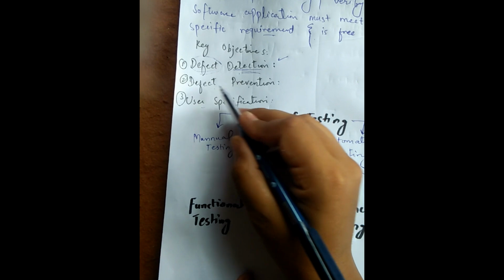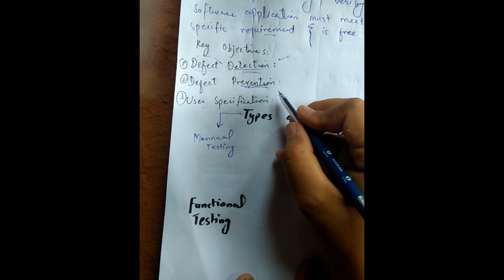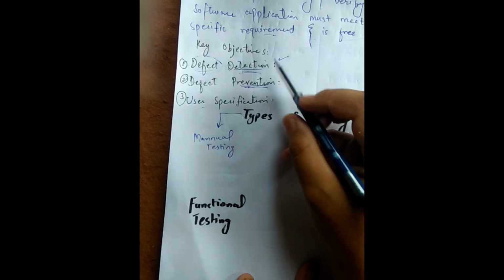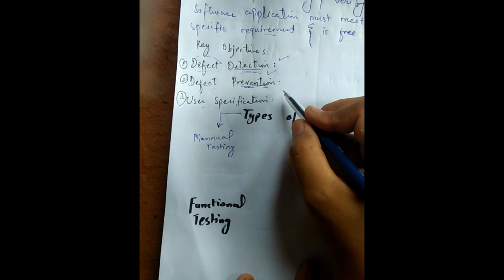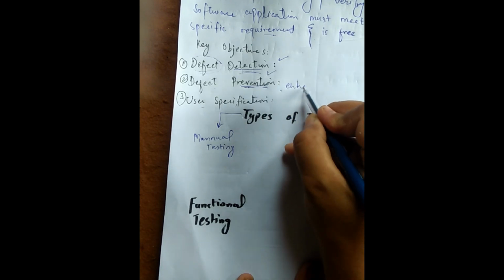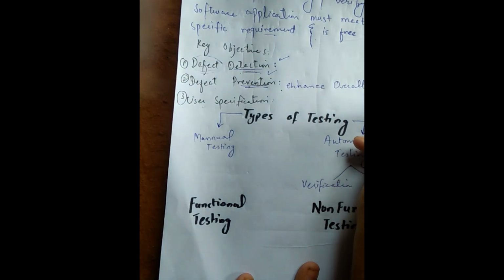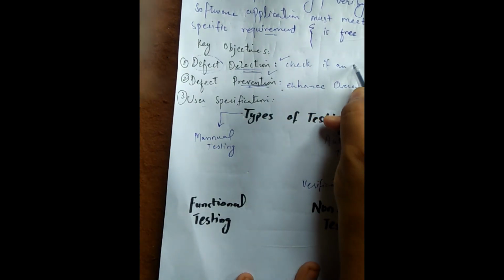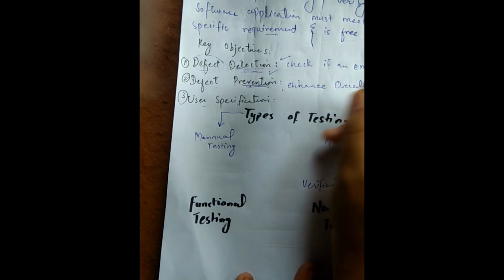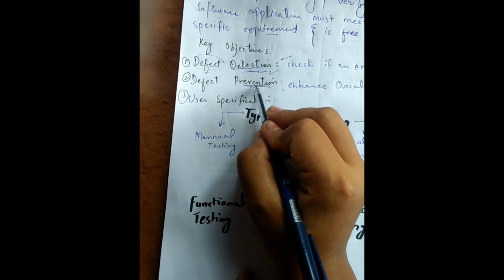Okay, understood. Now defect prevention. What is defect prevention? Prevention means to prevent something. In defect prevention, we implement processes that prevent defects from occurring in the first place, enhancing the overall development process. But it checks if an error occurs. It checks whether the error is present in it and it debugs it.